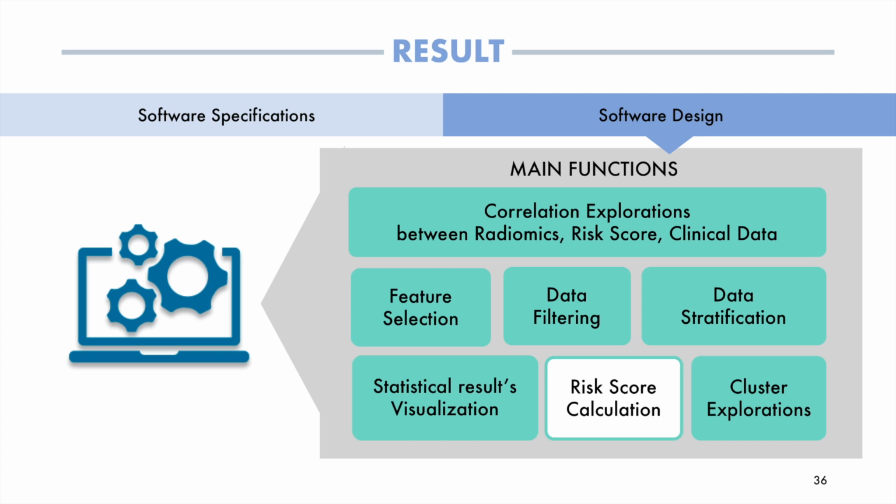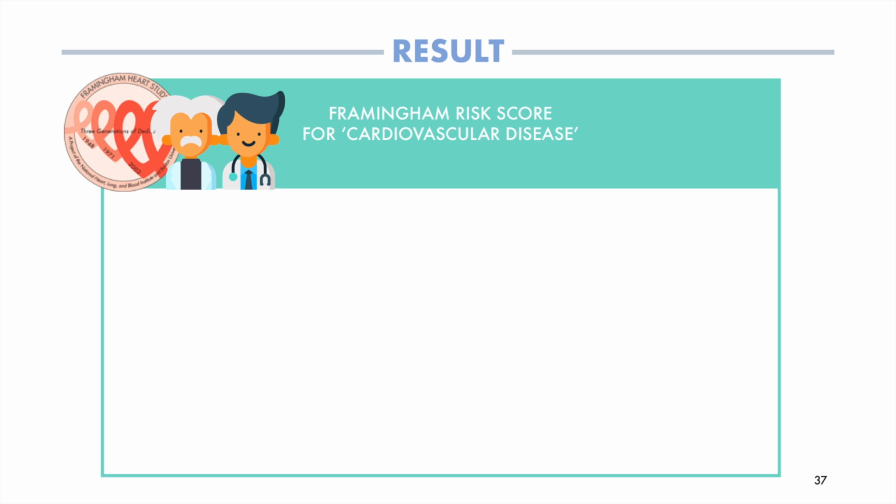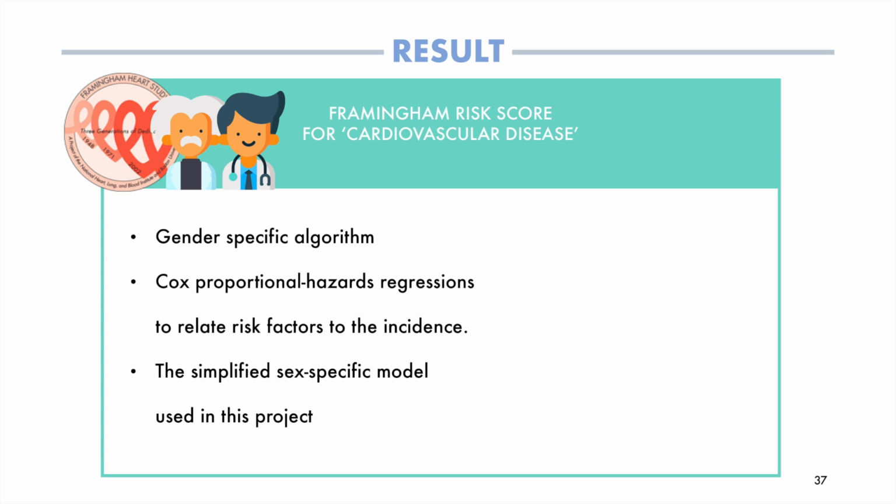Risk score calculation. In order to understand the chance of cardiovascular conditions, the Framingham risk score for cardiovascular disease was used for calculating the 10-year percent risk score. What is the Framingham risk score function? It is an equation from regression with risk factor data from the Framingham Heart Study. It is a gender-specific algorithm. The simplified version was used in this project, and these are the factors.